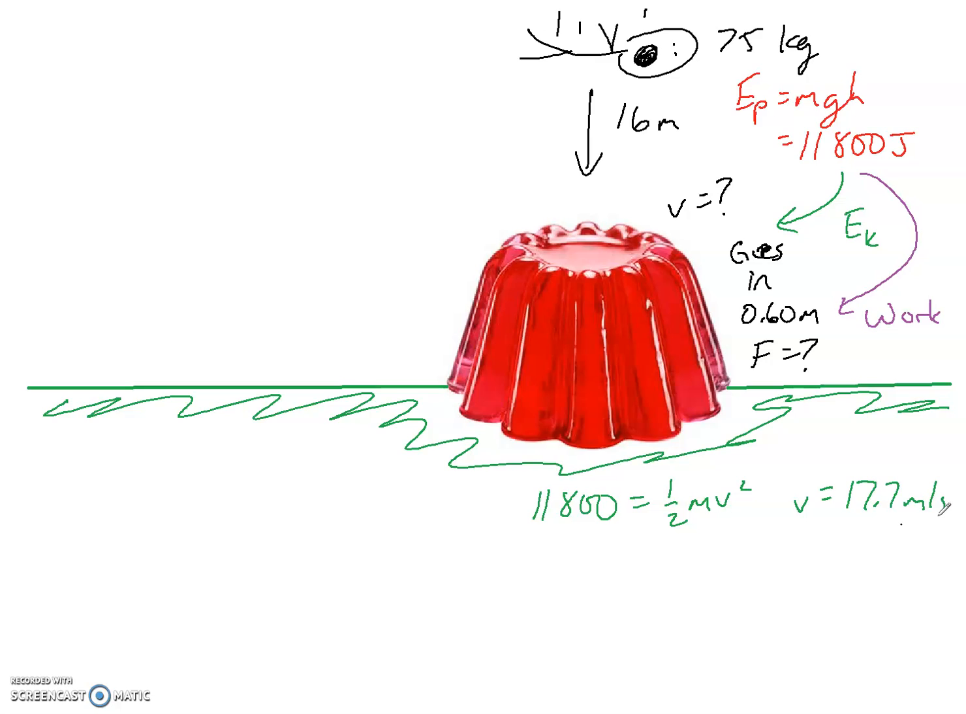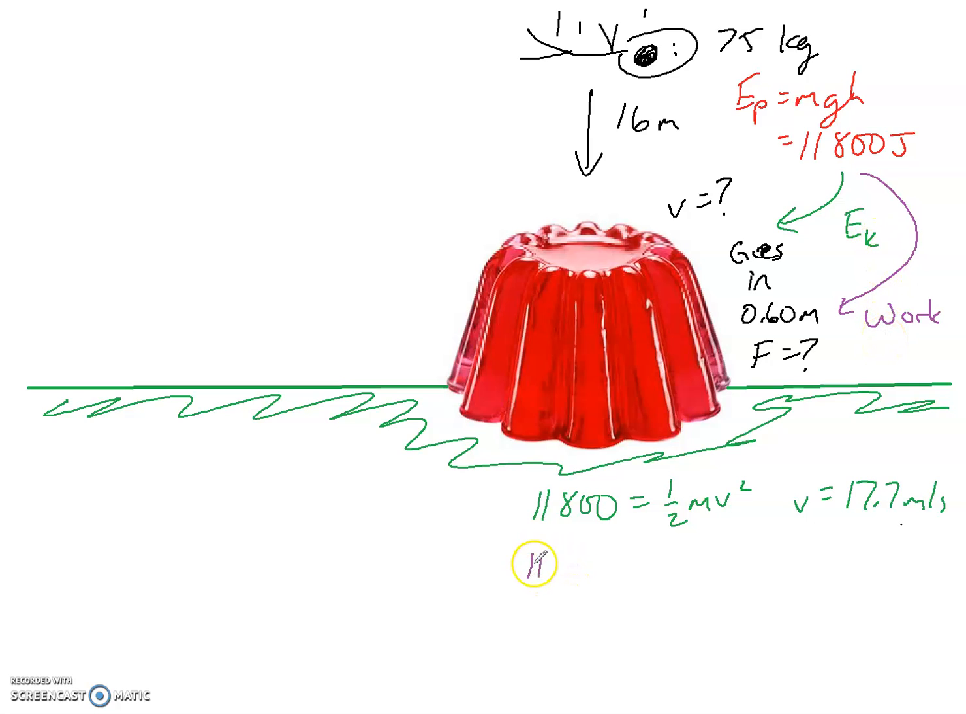So let's see how far he goes into the jello and how much force was used. I'm just going to take that exact same energy, the 11,800. That's how much potential he has, and that's how much kinetic he had when he hit the jello. Therefore, that is how much work the jello will have to do in order to actually stop him. Now, of course, as he goes down, he's going to have a little bit more work done by gravity. We're not going to worry about that. We'll just ignore that for now. We're just going to get a general idea of what's going on. So he hits with 11,800 joules of kinetic energy, and that's how much work the jello has to do to stop him.